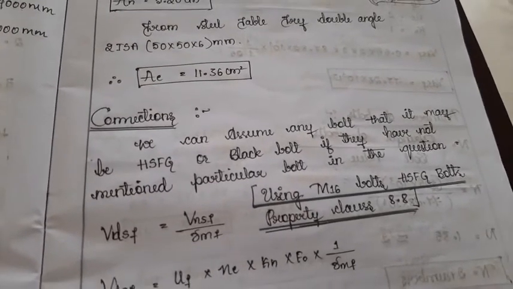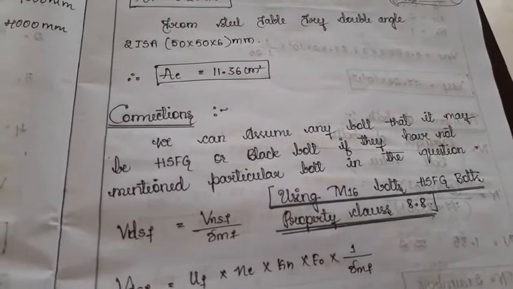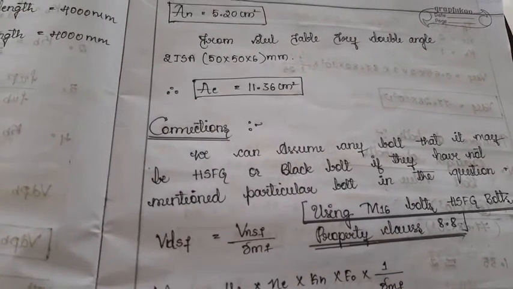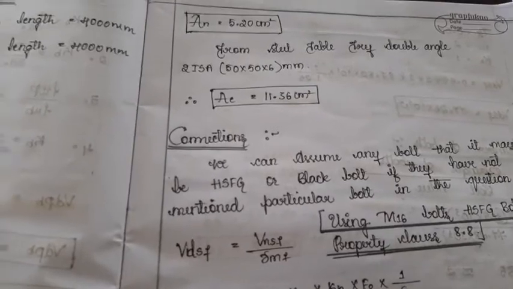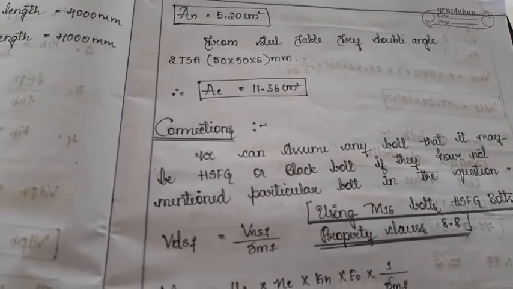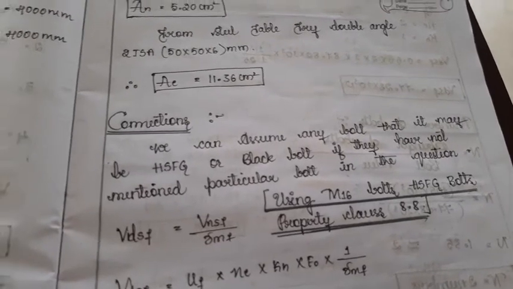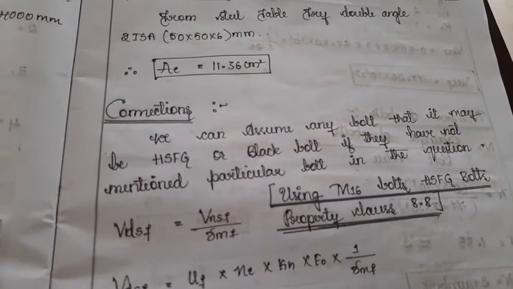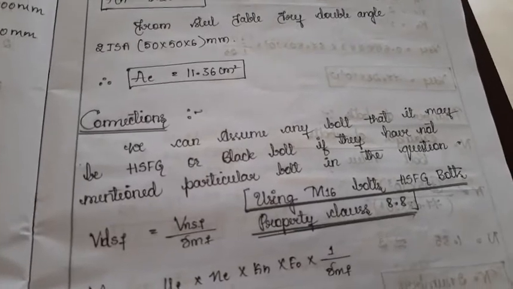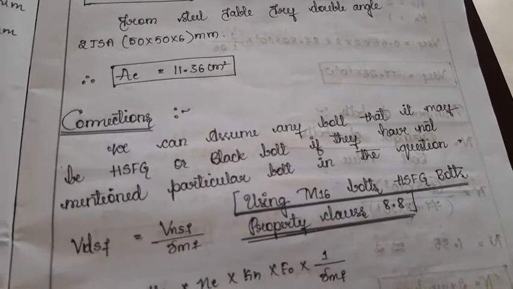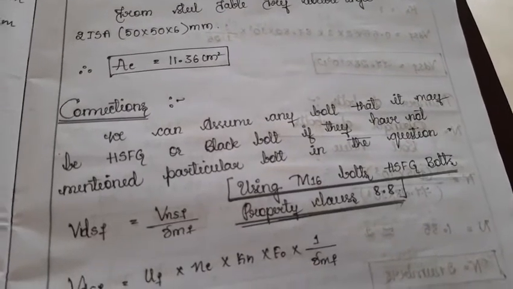Even in the exam, if they have not mentioned the type of bolt, you can do whichever you like. If you are very good with black bolts and convenient with them, you can select black bolts. If you are convenient with HSFG bolts, you can assume HSFG bolts. We can assume any bolt, HSFG or black bolt, if they have not mentioned a particular bolt in the question.